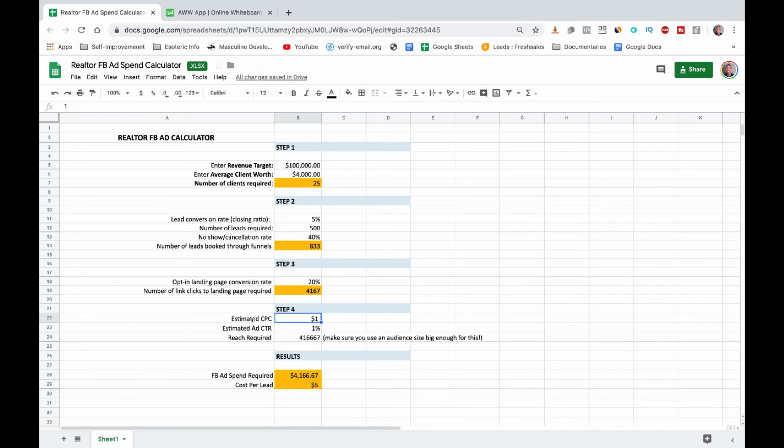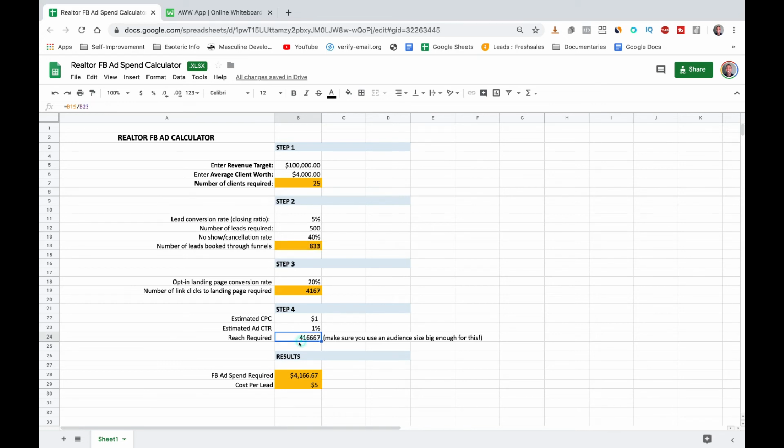So if people are clicking on your Facebook ad, how much is it costing us? And then we also have the estimated ad click-through rate, so how many people actually clicked and went to the actual landing page. And then the reach required is basically how many people we need to reach in order for us to get 833 leads.